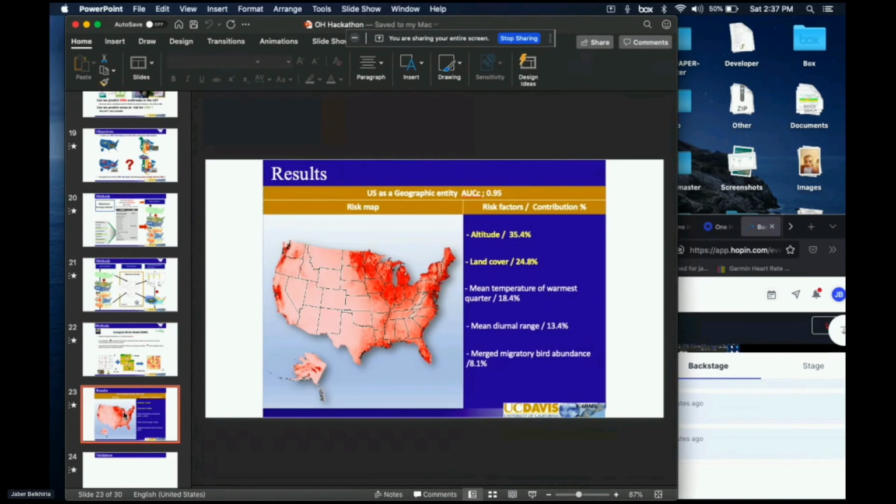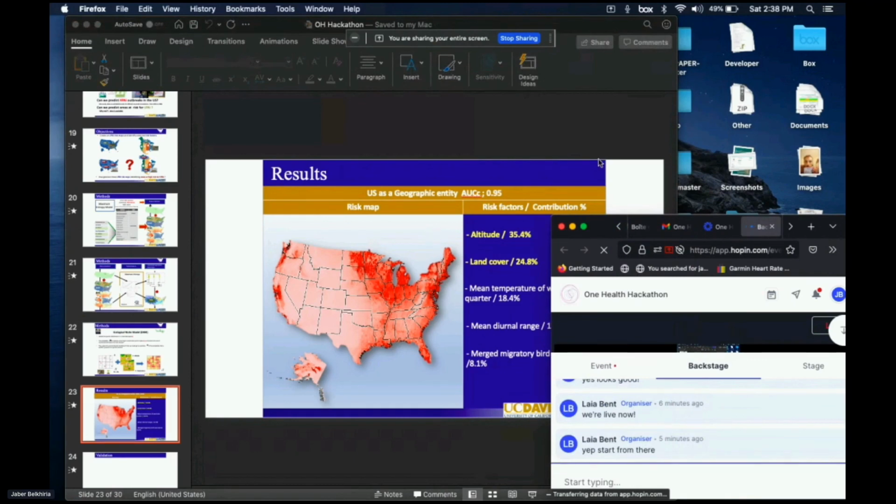So the map is here, and you can see that areas with red, dark red, are at high risk of low pathogenic avian influenza. So it's mostly East Coast, Midwest, and a little bit in the West Coast. We found out that altitude and land cover are linked to the presence of the disease. So more specifically, low altitude and areas with land cover can basically have high chances of having the disease.